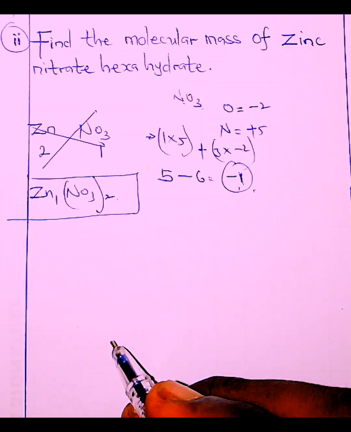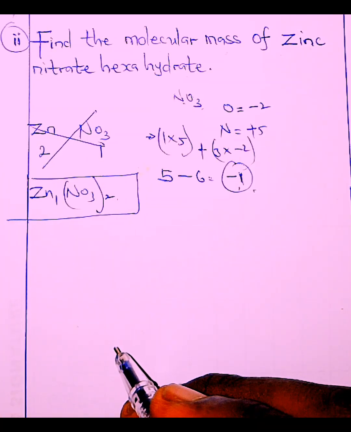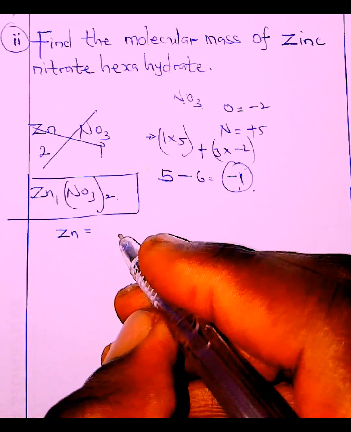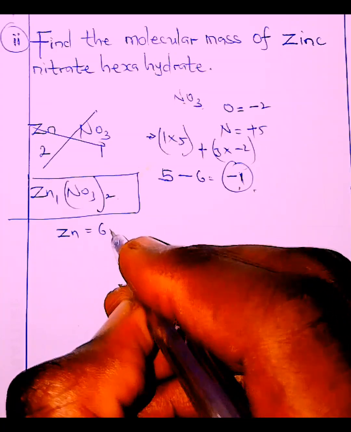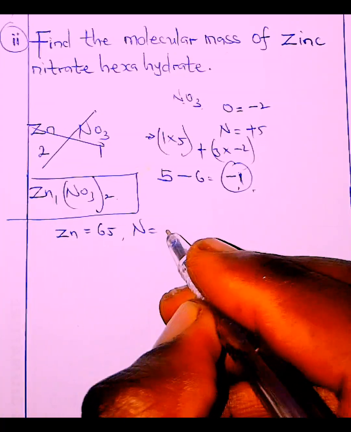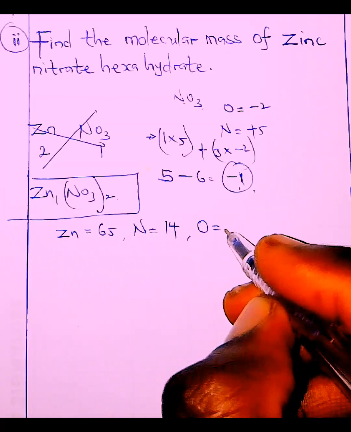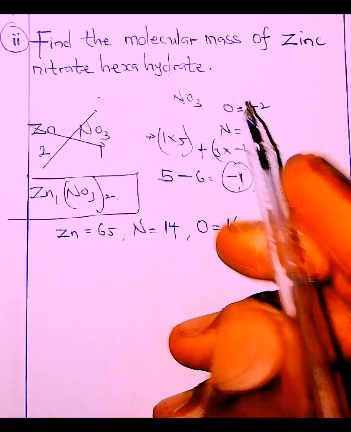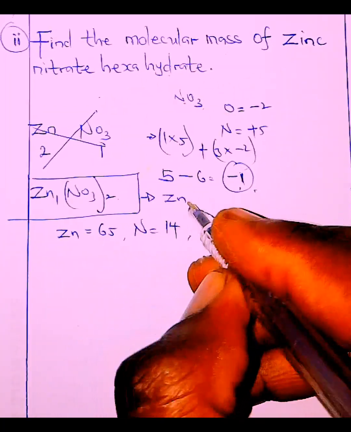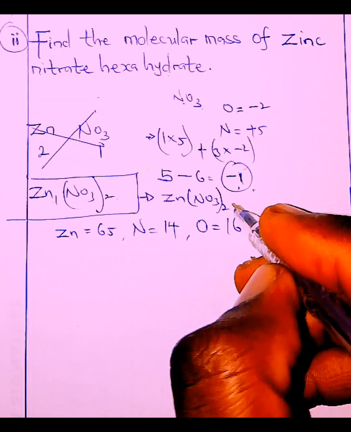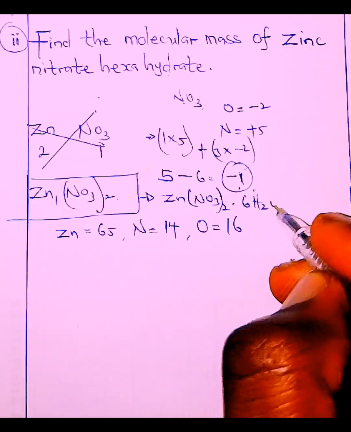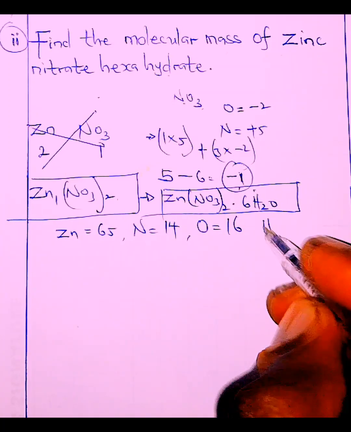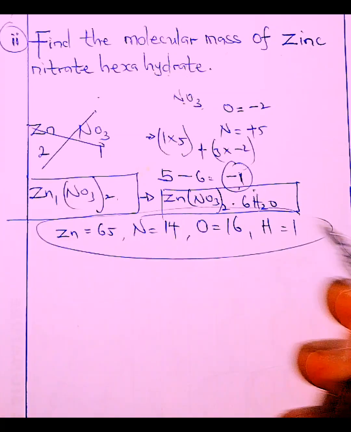So it's high time we solved for the molecular mass. First of all, we're going to get the atomic mass for each of the elements that we have. Zinc has an atomic mass of 65. Nitrogen has 14. Oxygen has 16. And don't forget, we're talking about zinc nitrate hexahydrate. Hexa there means 6 H2O, 6 molecules of water, 6 crystals of water. Hydrogen is 1. So everything is set for us to solve for the molecular mass.